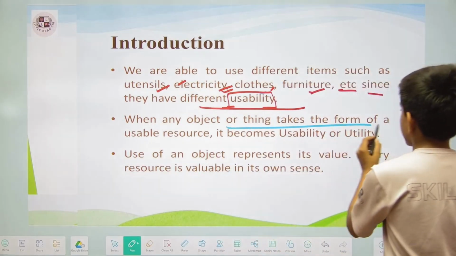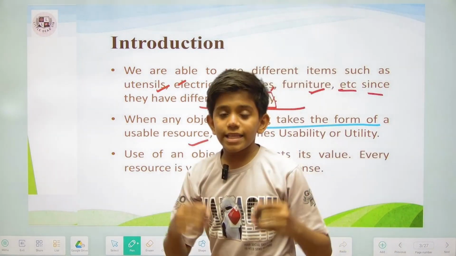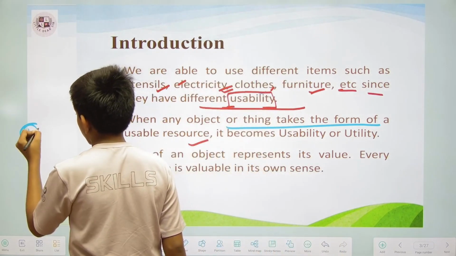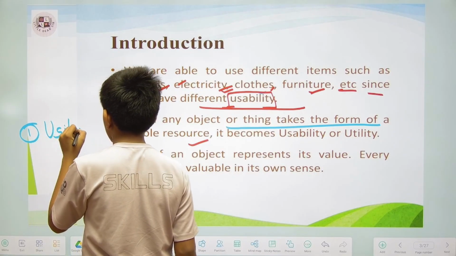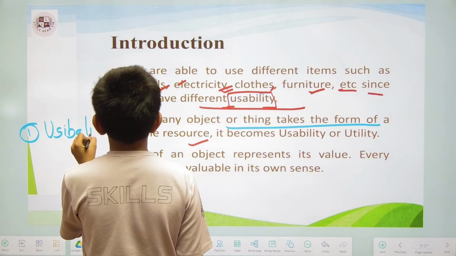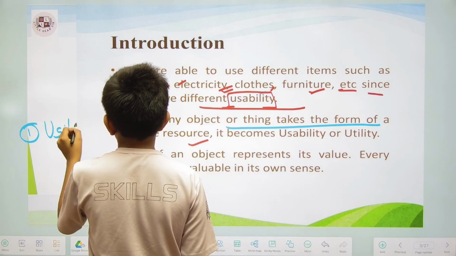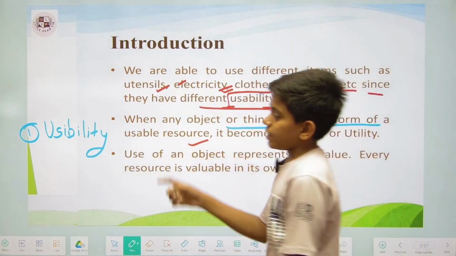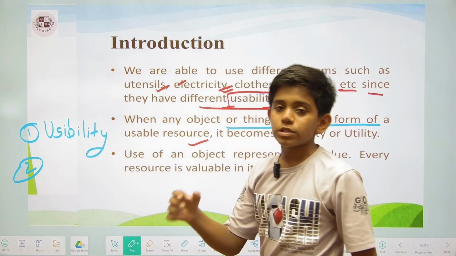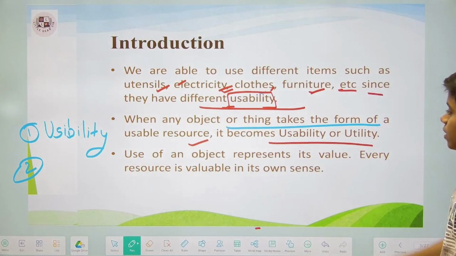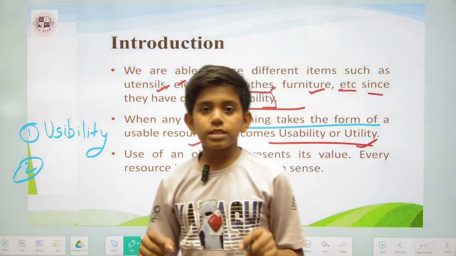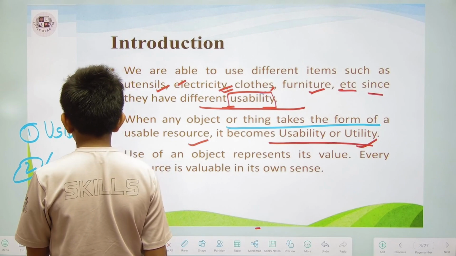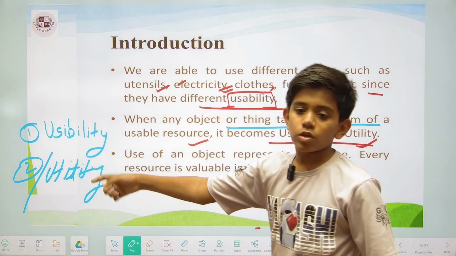When any object or thing takes the form of a usable resource, now anything that has a usability, first, what should it have? It should have usability. First is the usability. Second, it should be usable, the same thing, meaning it should be used in our daily life. It becomes usability or utility. It is known as the usability or utility of the resource. Okay, it is also known as the utility of the resource.